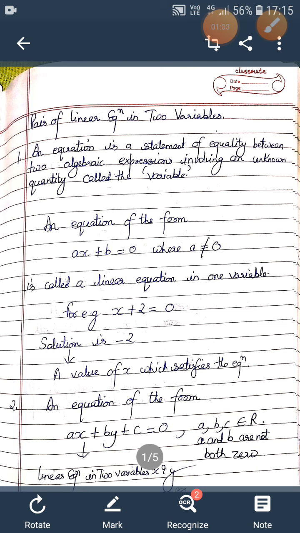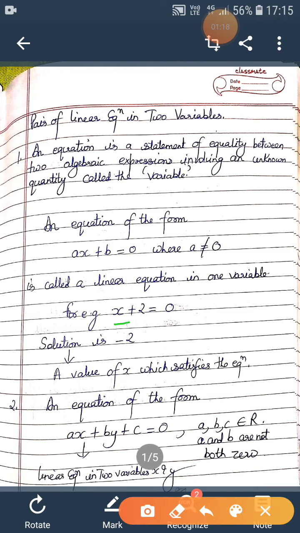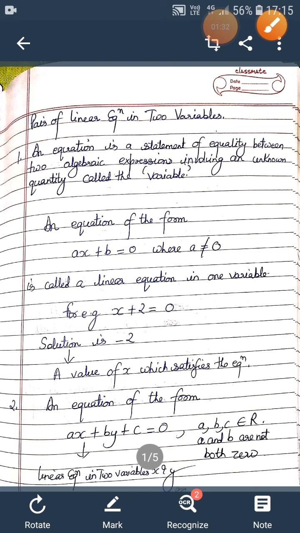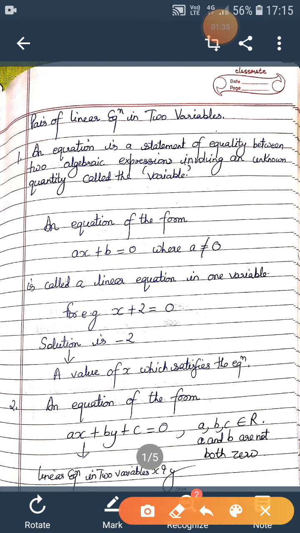Now the solution means a value of the variable which satisfies the equation. Satisfy means left hand side should become equal to right hand side. So if we put here a minus 2 in the left hand side, minus 2 plus 2, it will give us 0. So in place of x, if I'm going to write minus 2, so minus 2 plus 2, it will be equal to 0. So 0 is our right hand side. So the value of left hand side and right hand side both are same. So that is why the solution is minus 2.